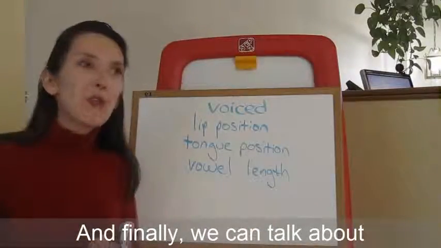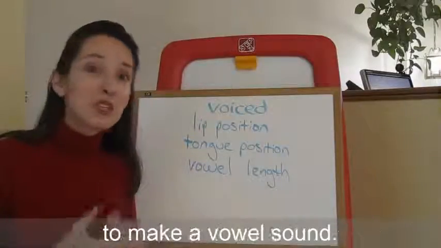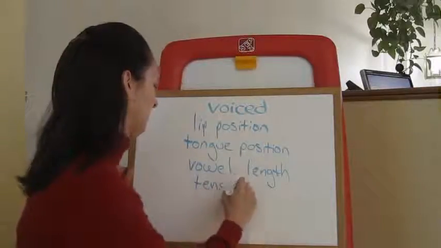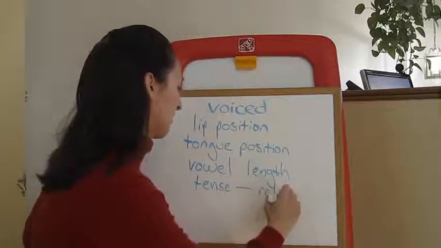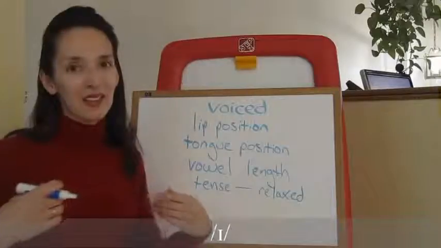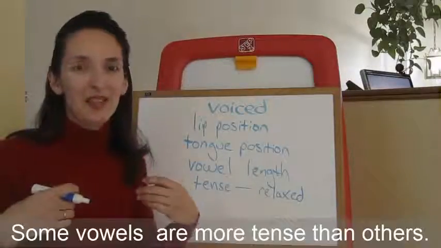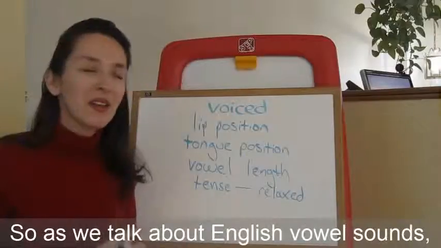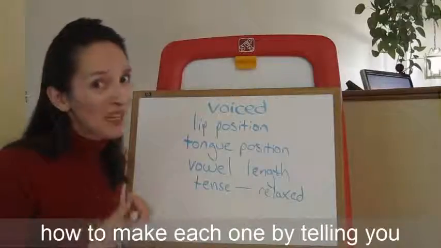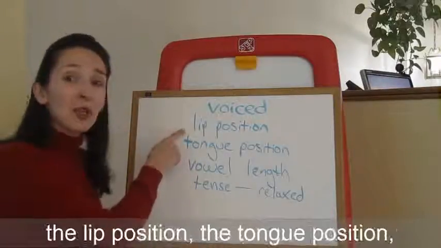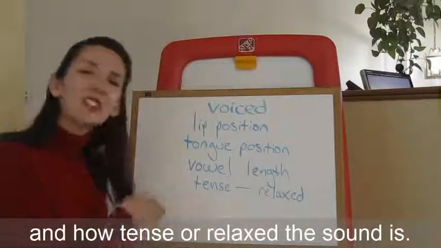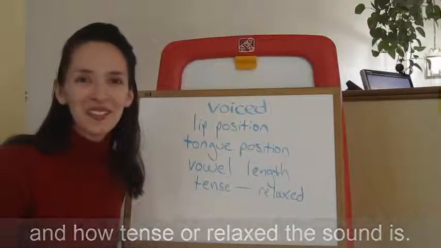And finally, we can talk about how tense our mouth needs to be to make a vowel sound. Tense versus relaxed. Ee, ih, ee, ih. Some vowels are more tense than others. So as we talk about English vowel sounds, I'll be helping you understand how to make each one by telling you the lip position, the tongue position, the length of the vowel sound, and how tense or relaxed the sound is.